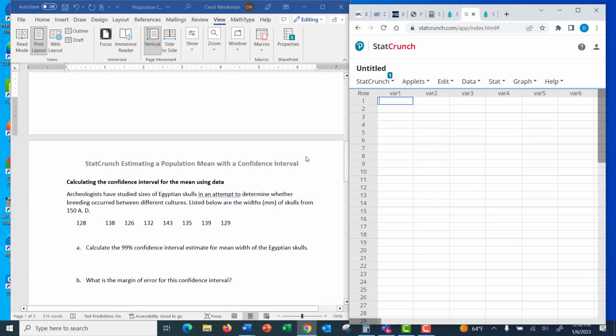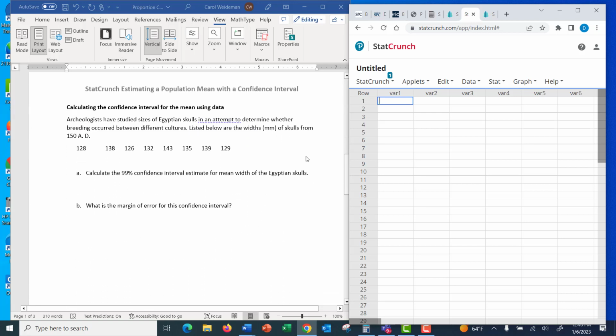All right, now, the second way that you could have information is if you actually have the data. And so my second example, I have the data. Archaeologists have studied sizes of Egyptian skulls in an attempt to determine whether breeding occurred between different cultures. Listed below are widths in millimeters of skulls from 150 AD. And we want to calculate a 99% confidence interval estimate for the mean width of the skull. So I went ahead in a StatCrunch spreadsheet and I put those numbers in here that were given to me in the problem.